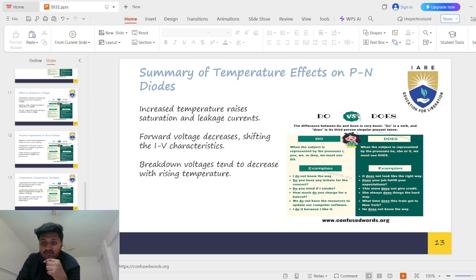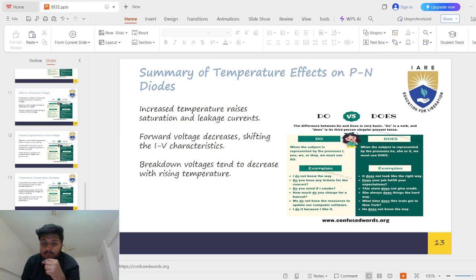Summary of temperature effects on a PN junction diode. Saturation and leakage current increases. What happens when a diode gets hotter? More charge carriers, electrons and holes, are created inside it. Effect: even when the diode is reverse biased, blocking current, a tiny current called leakage current flows. As temperature rises, this leakage becomes larger.